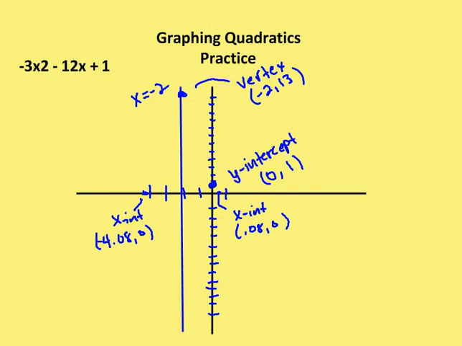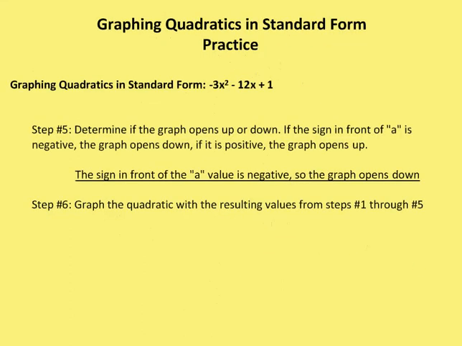So now I have my vertex, my y-intercept, and my two x-intercepts. What do I have left to do? Okay, last step is to determine if the graph opens up or down. This should be pretty apparent once you have the vertex and the x-intercepts, but we'll just go through the process again. Now, if the sign in front of the a value is negative, then the graph is going to open down. I call this a sad parabola. So if it's negative, it's unhappy, the graph opens down.